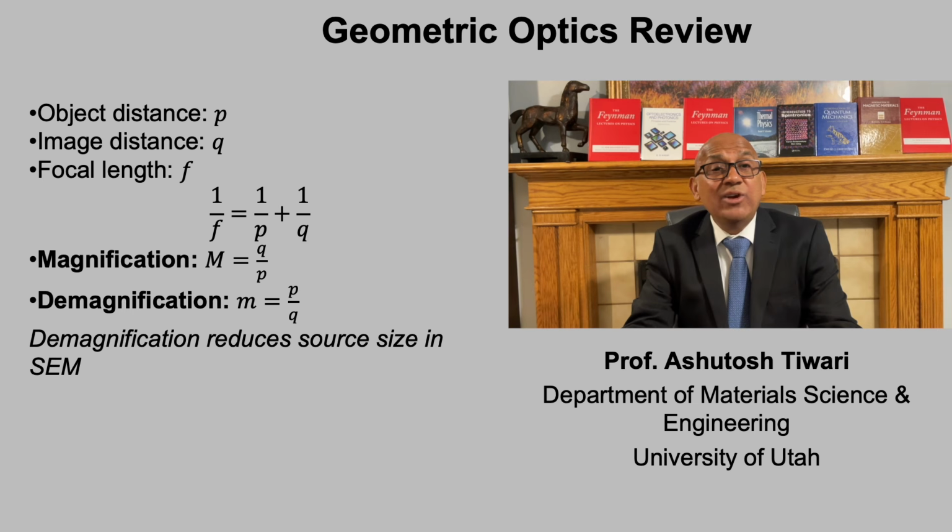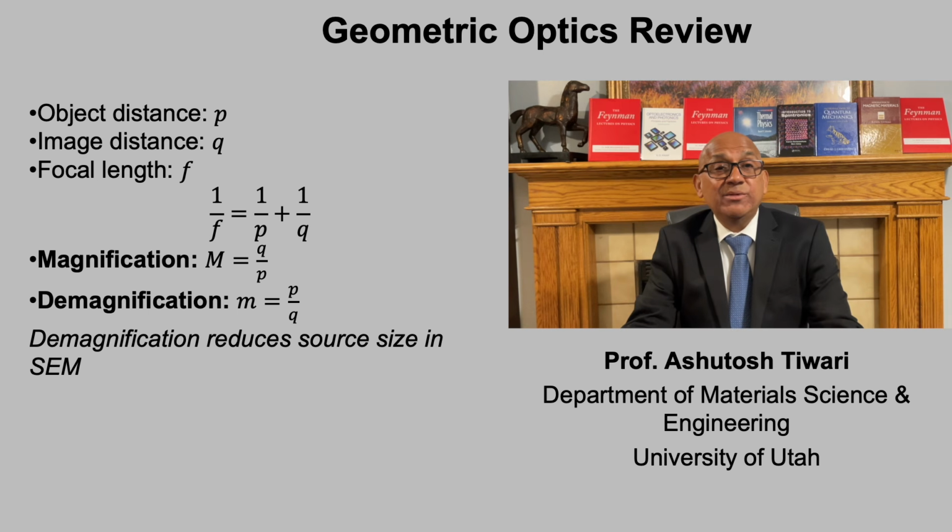Before we discuss how lenses are used together in an electron optical system, let us briefly review the basic ideas of magnification and demagnification from geometric optics. These concepts apply equally to light optics and electron optics. For a thin lens with focal length f, the object distance and the image distance are related by the thin lens equation. The magnification is defined as the ratio of image distance to object distance.